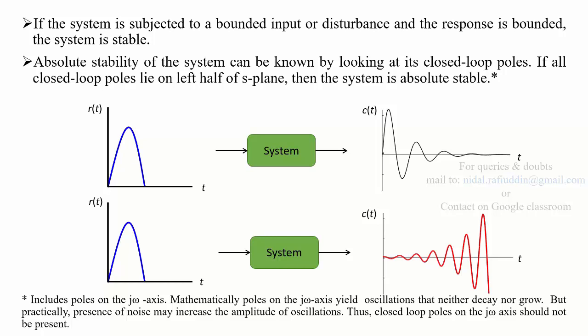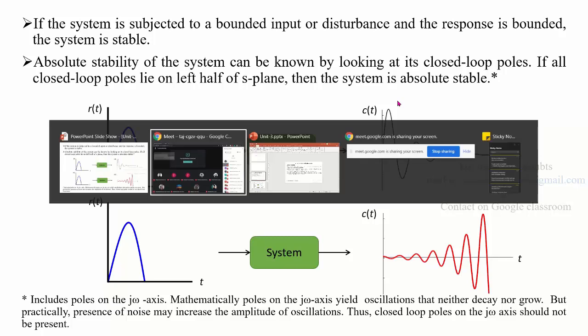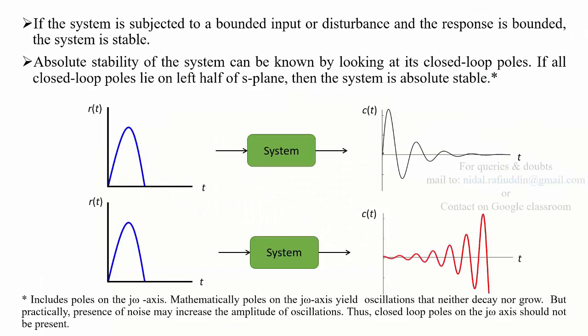So practically, if you have poles lying on the j omega axis for any system, then the presence of noise may increase the amplitude of oscillations. This means that the oscillations which were bounded, neither growing nor decaying, will start increasing because of the presence of noise, go beyond bound, and make the system unstable. That is why practically we try to avoid having poles on the j omega axis, and we prefer having all the poles lying on the left half of the S-plane in practical systems.